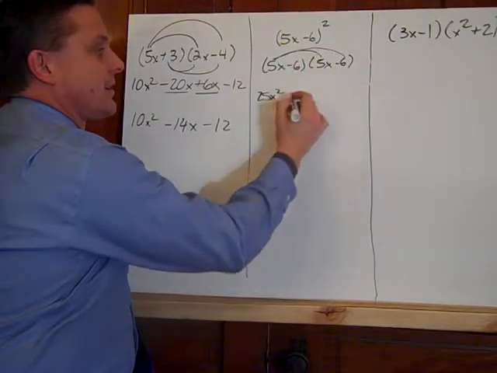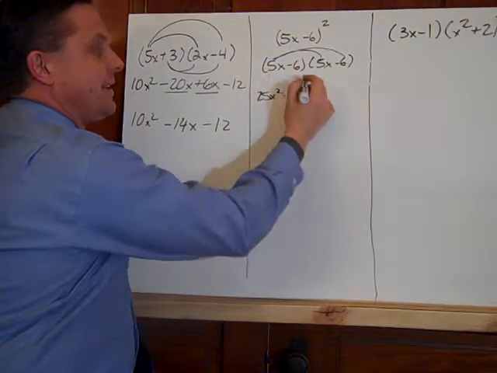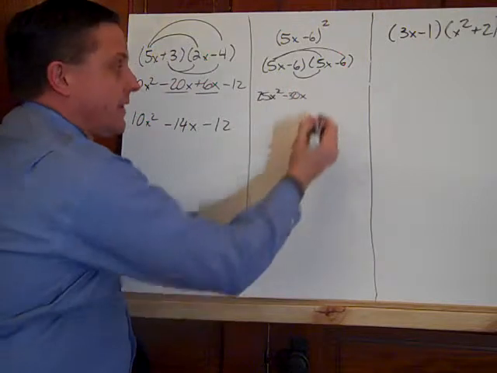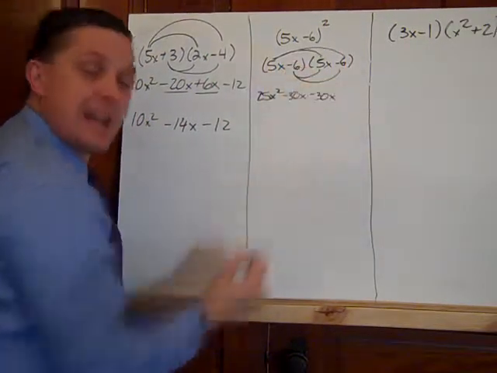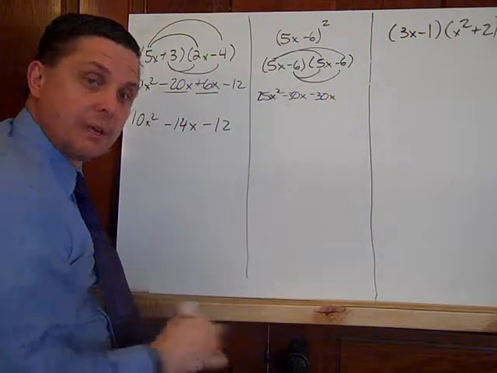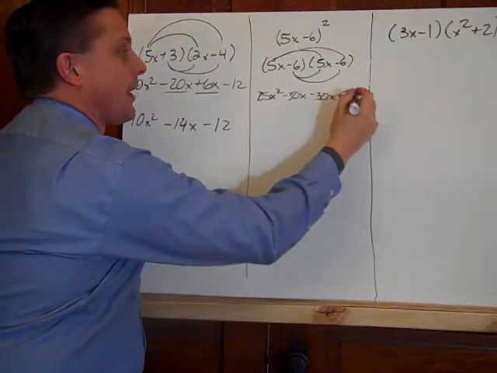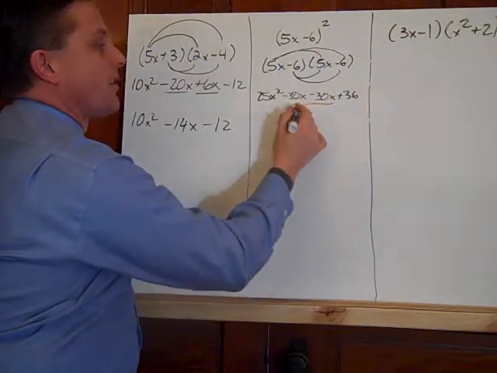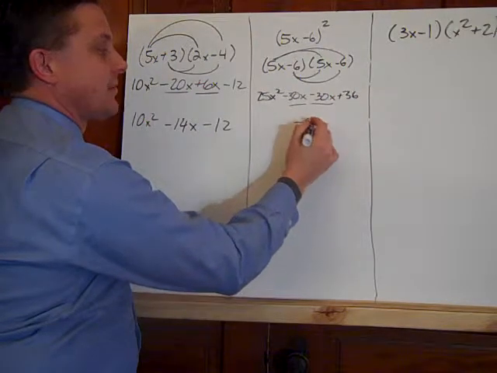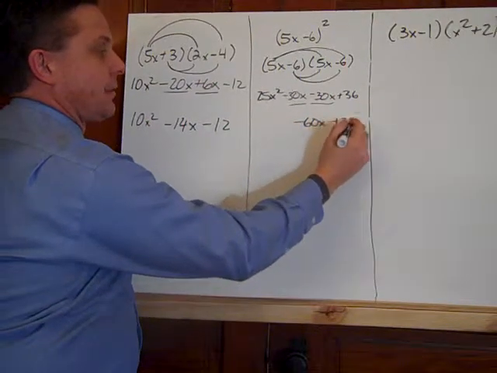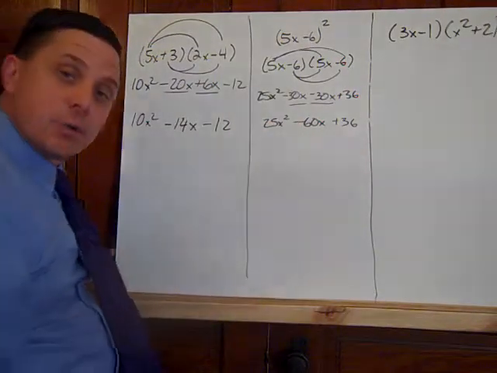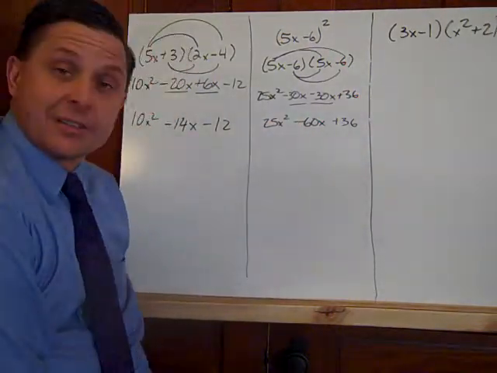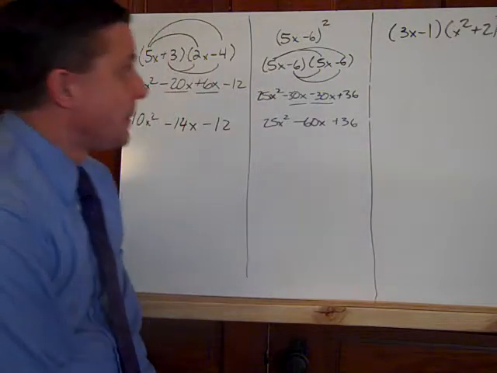5x times negative 6 is negative 30x. Negative 6 times 5x is negative 30x again. And negative 6 times negative 6. Two negatives make a positive when we multiply. And two negatives when we sum them make a negative still. In my like terms then, I get 25x squared minus 60x plus 36.